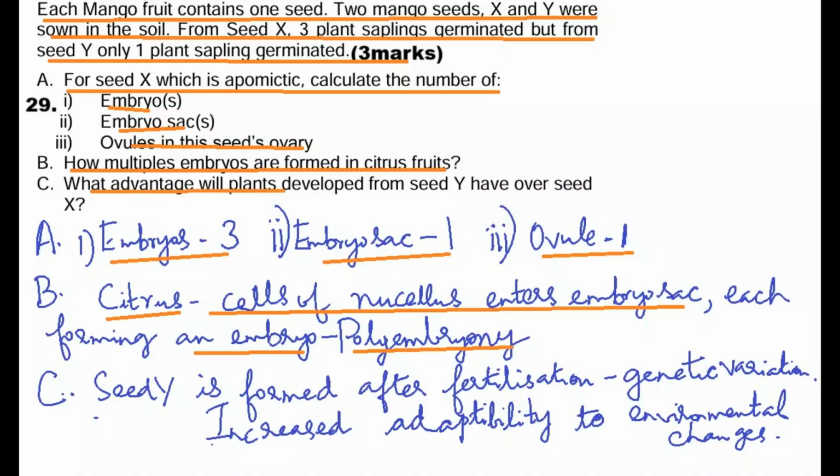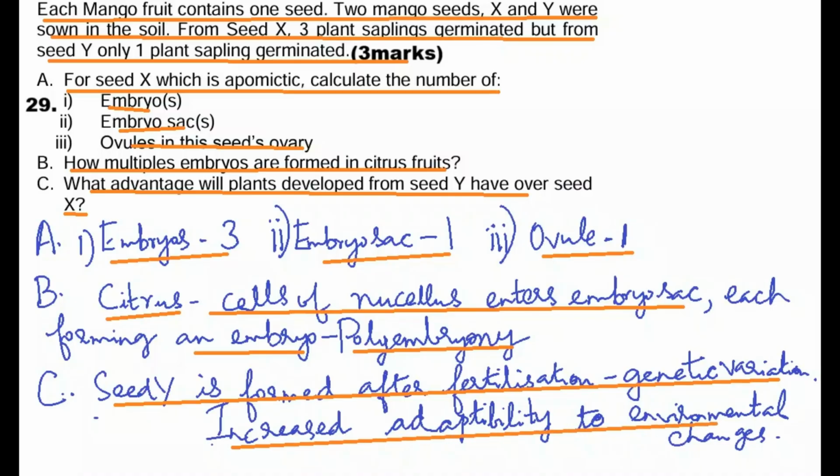What advantage will plants developed from seed Y have over seed X? Seed Y is formed after sexual reproduction, fertilization, so there would be genetic variation. So when there is genetic variation, there will be increased adaptability of the plant towards changing environmental conditions. So this question is an alternate form of the previous question.